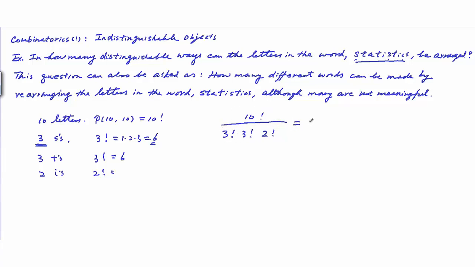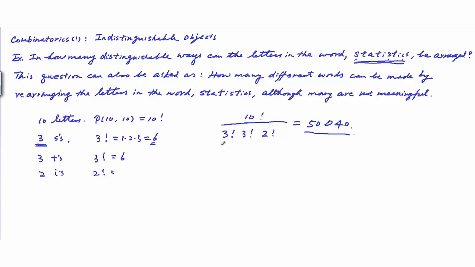And if you calculate, it should be 50,400. So these are the distinguishable permutations. In other words, these are the different words made by rearranging the letters in statistics.